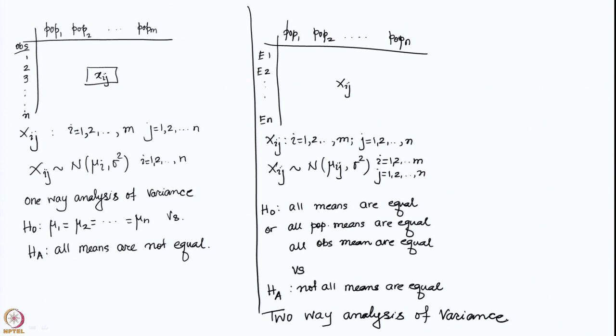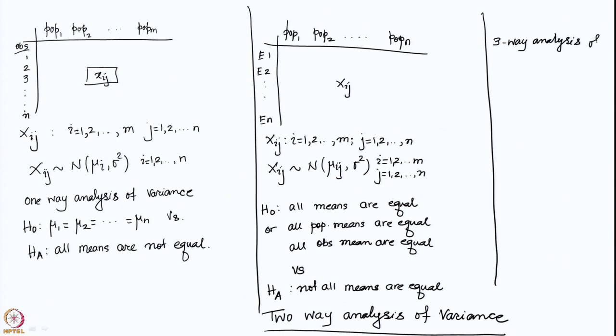Just for your information, today we are going to tackle how to do this analysis, but the way we are going to do it, one can also work out three-way analysis of variance, or in very general terms k-way analysis of variance. So that is going to be our plan today. Let us start.